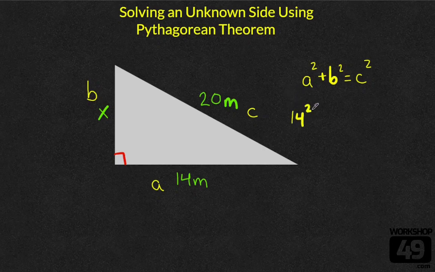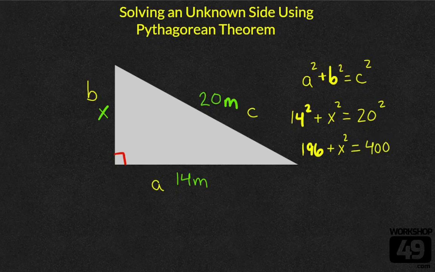So we fill them in. We have 14 squared plus x squared equals 20 squared. If you've gotten this far, you have filled it into the equation correctly. The only thing that is going to stop you from here on out is algebra, and we're going to work through how you do this. You still need to square these numbers. Square the 14. It's 196. So we get 196 plus x squared equals, we square the 20, that's 20 times 20, that equals 400.